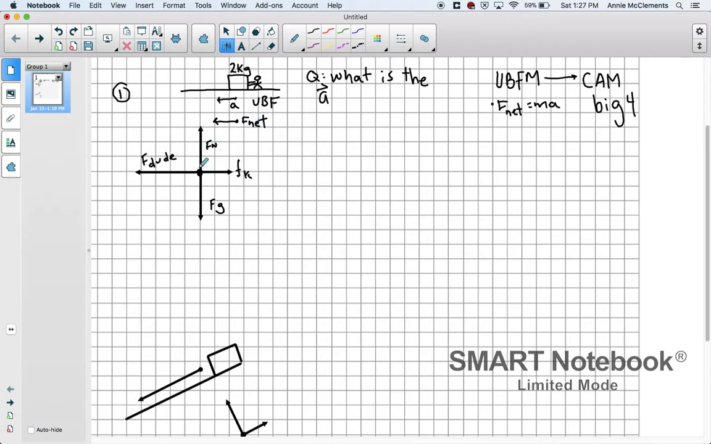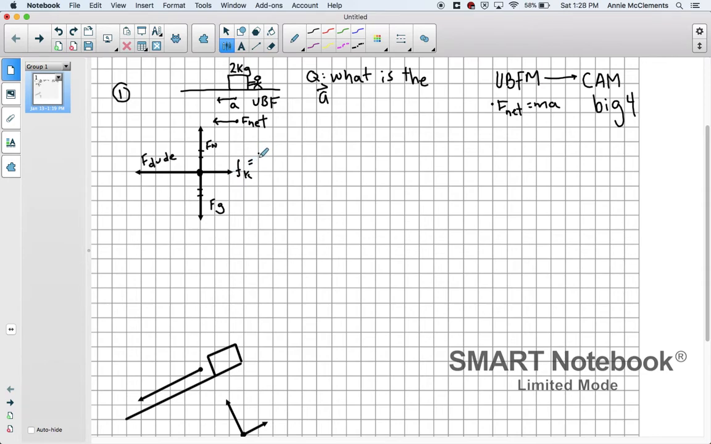So there won't be any F net vertically in the y direction, so the force of gravity and the normal force are going to equal each other, especially since we're on flat ground. However, the friction force and the force the guy is applying cannot equal each other, or else we wouldn't have any acceleration. So our question here is dealing in the horizontal direction. What is this F net? What is the difference between these two forces?